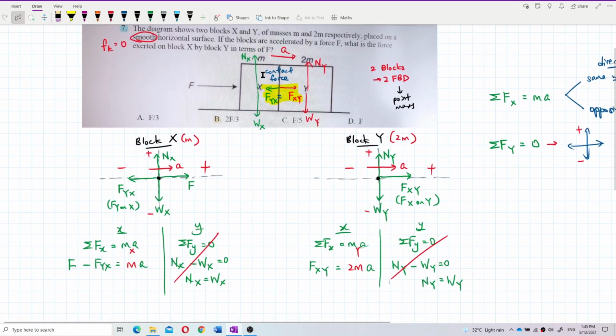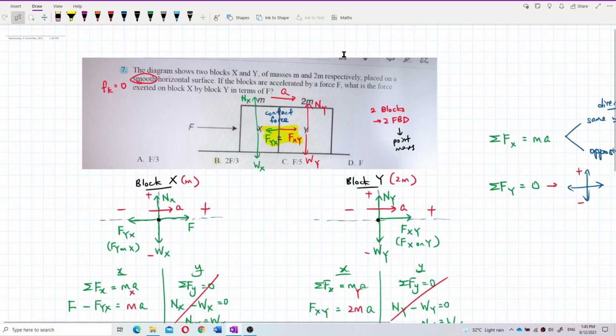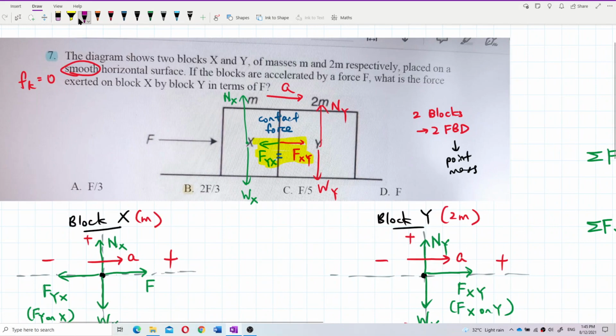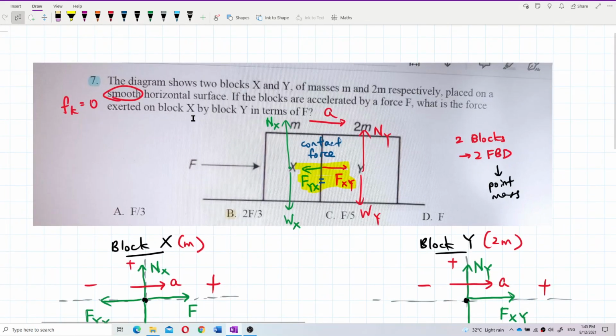We want to find what is the force exerted. What is meant by this? Force exerted on block X by block Y. That means, on X by Y, Fyx. This means what? Fyx. Force Y on X. This is the force by Y on X, isn't it?